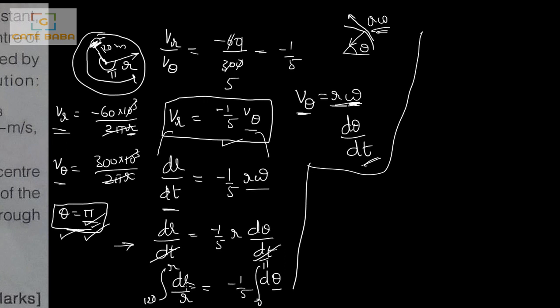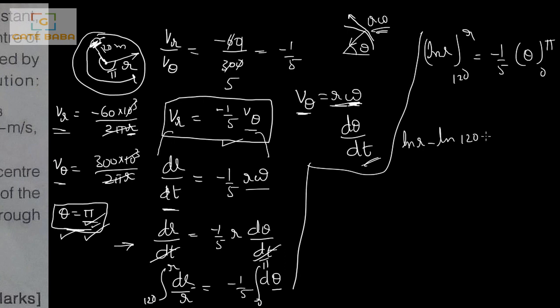It is integration, just integration. What is 1 by r? That is logarithm of r. So ln r from limits 120 to r equals minus 1 by 5 integral of d theta, with theta in the limits 0 to pi. Logarithm is upper limit minus lower limit. So ln r minus ln 120 equals minus 1 by 5 pi. For 0 it cancels, no need to write it. So ln a minus ln b means ln of a by b. ln of r by 120 equals minus 1 by 5 pi.